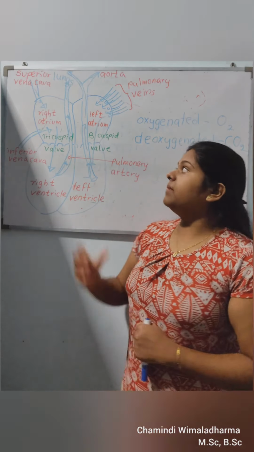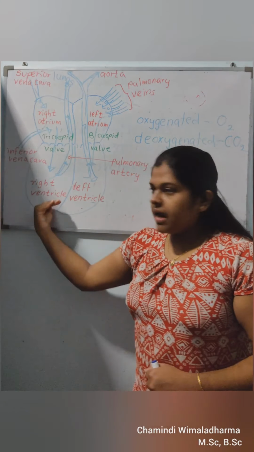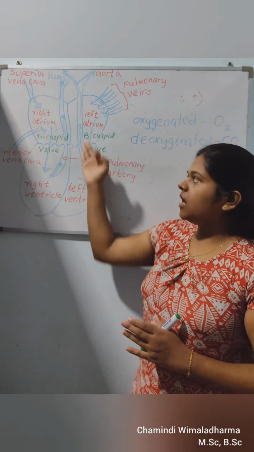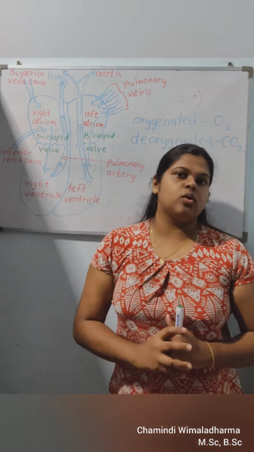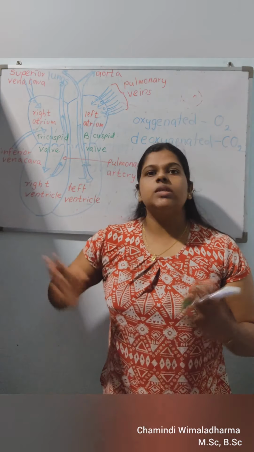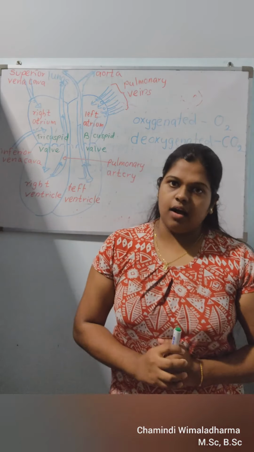So this blood comes 2 times to the heart, no? One time the deoxygenated blood, the other time the oxygenated blood comes to the heart. This process of blood coming to the heart twice we call double circulation. So this is how the blood is circulated inside our heart.